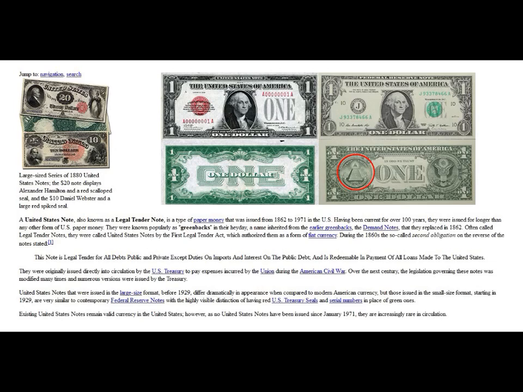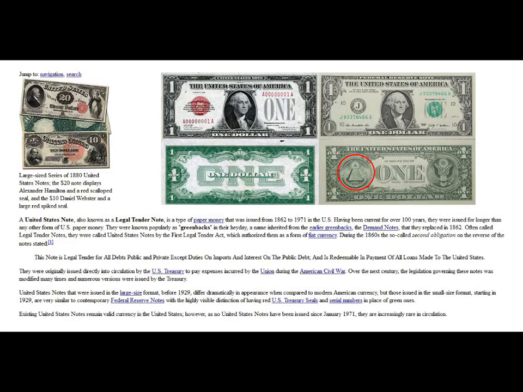During the 1860s, the so-called second obligation on the reverse of the note stated, "This note is legal tender for all debts, public and private, except duties on imports and interest on the public debt, and is redeemable in payment of all loans made to the United States." They were originally issued directly in circulation by the U.S. Treasury to pay expenses incurred by the Union during the American Civil War. So that was during Lincoln's time.